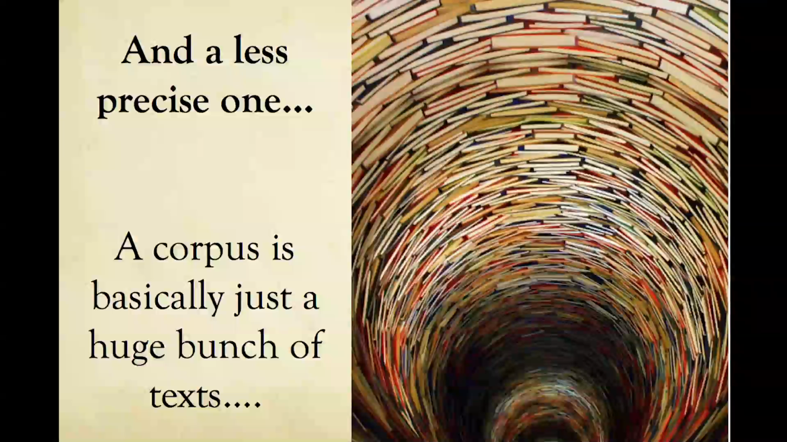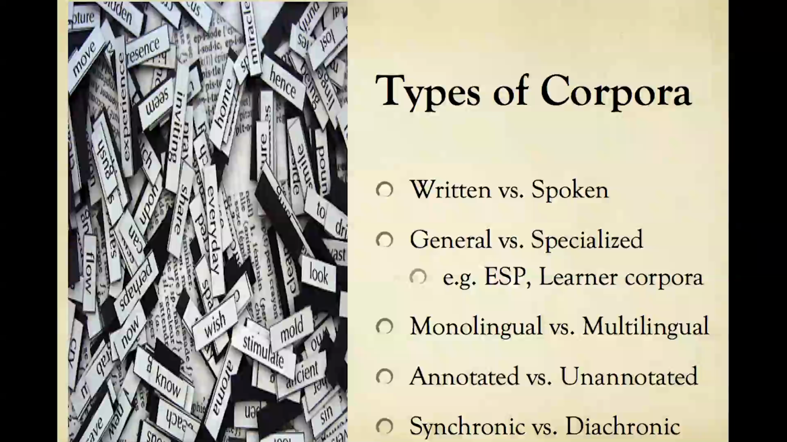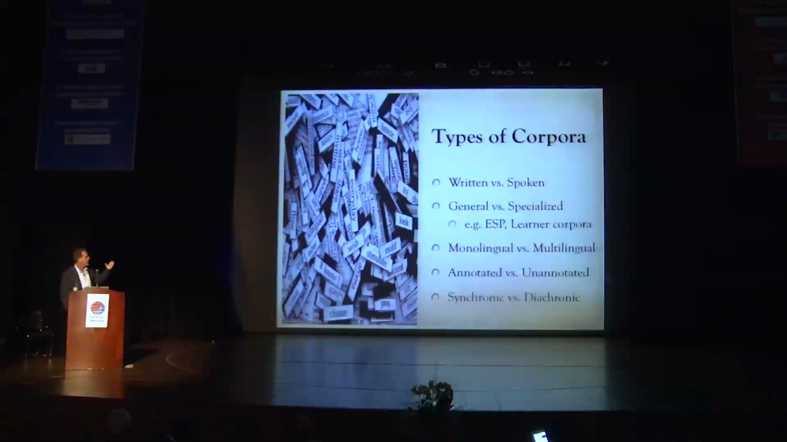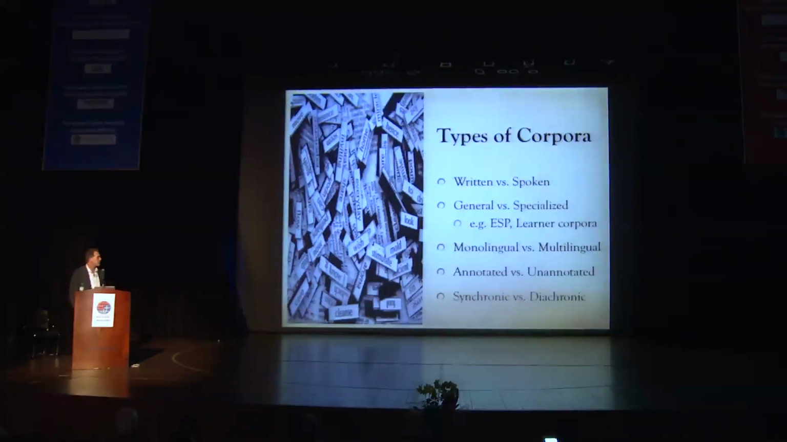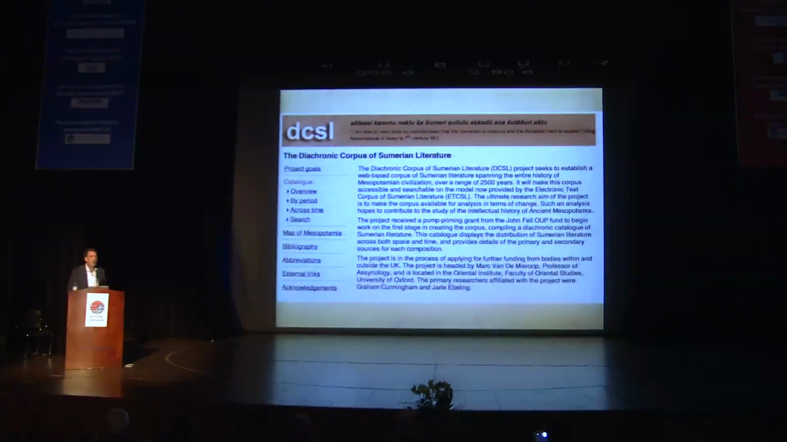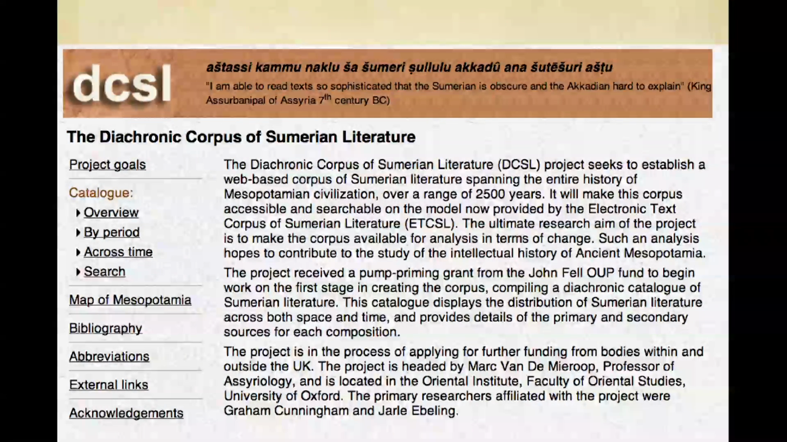There are so many different kinds of corpora, and I don't think I can go through these really quickly: written versus spoken, general versus specialized, monolingual versus multilingual, annotated versus unannotated, and synchronic versus diachronic. Diachronic is such a weird kind of corpus that I put in a whole other slide for it, because a diachronic corpus lets you track the change of a language over time. In this case, we're talking about Sumerian literature over a period of 2,500 years, and you can search it and see how language use has changed over those 2,500 years.